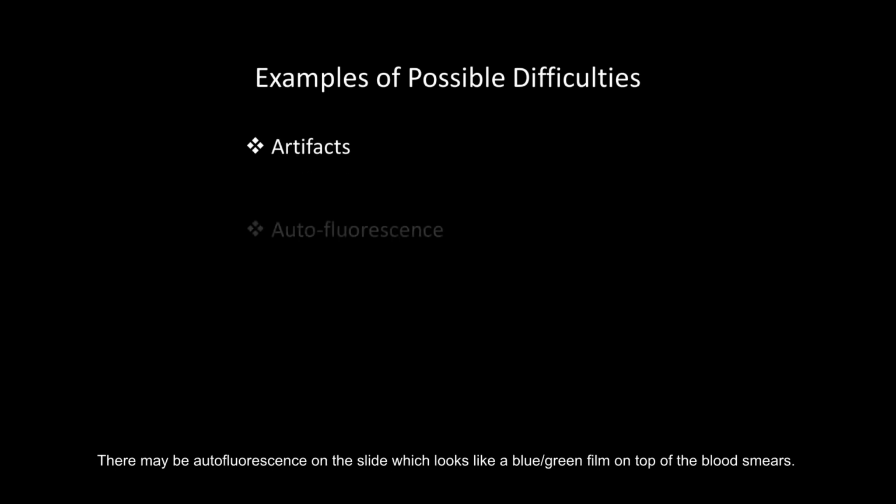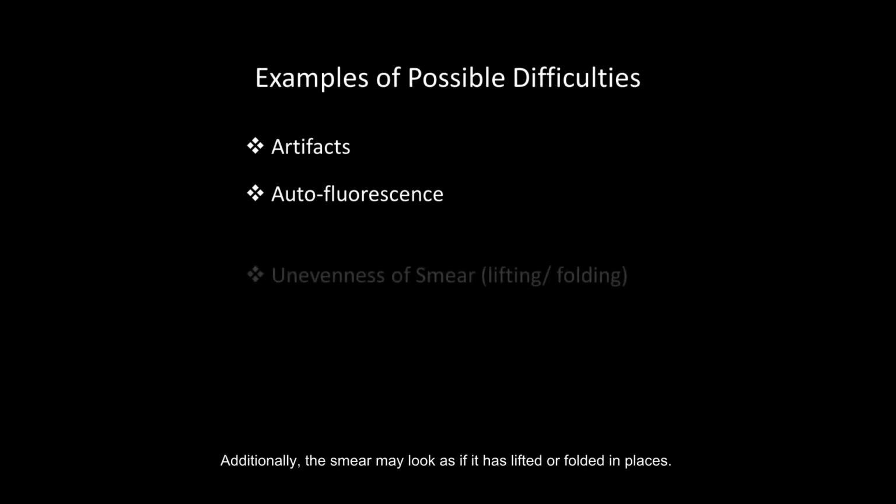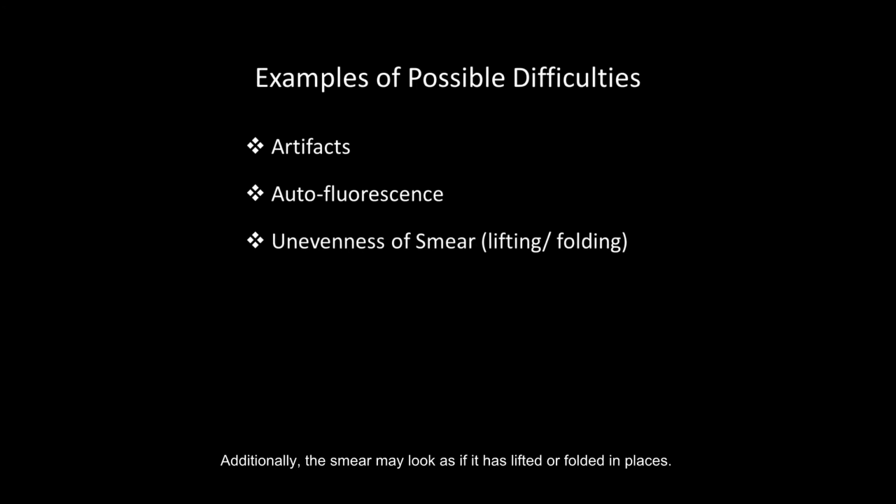Here is a list of possible difficulties that one may encounter. The reader may see a lot of artifacts when screening the slide. There may be autofluorescence on the slide, which looks like a blue-green film on top of the blood smears. Additionally, the smear may look as if it had lifted or folded in places.